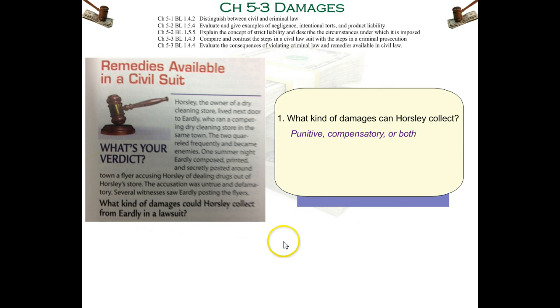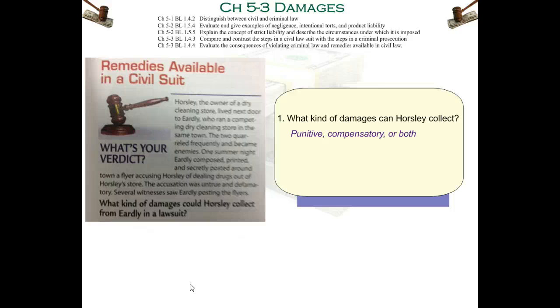Here's another example. Horsley, the owner of a dry cleaning store, lived next door to Erdley, who ran a competing dry cleaning store in the same town. The two quarreled frequently and became enemies. One summer night, Erdley composed, printed, and secretly posted around town a flyer accusing Horsley of dealing drugs out of his store. The accusation was untrue and defamatory. Several witnesses saw Erdley posting the flyers. What kind of damages could Horsley collect in this lawsuit?